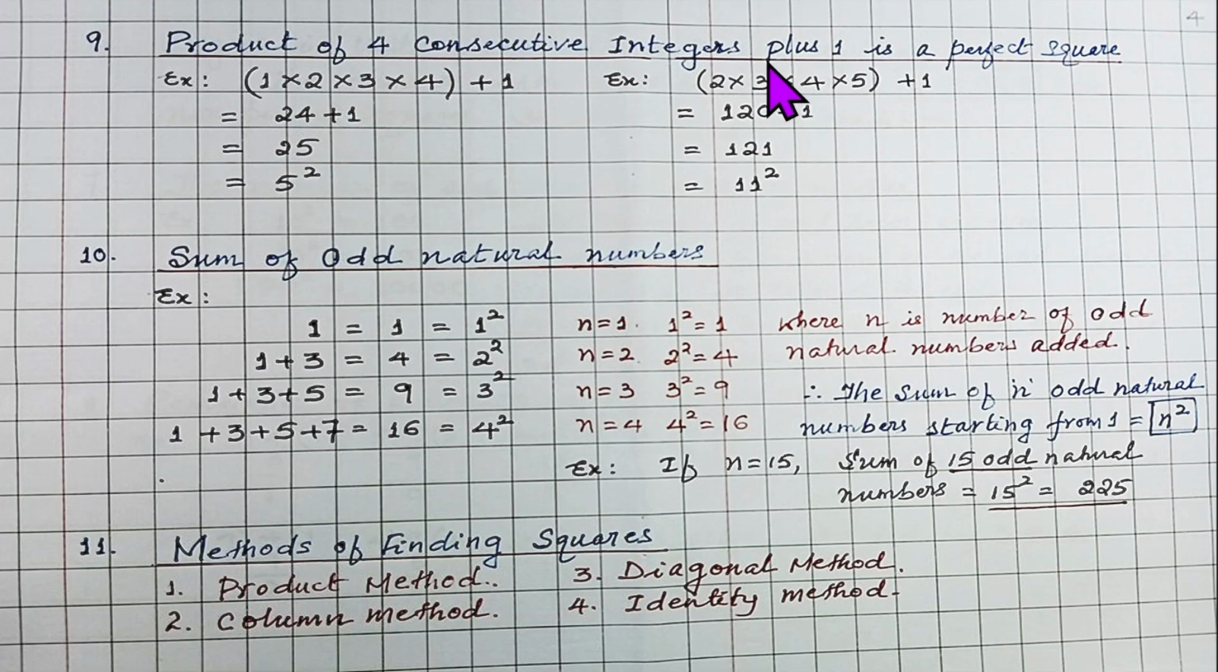Now, the product of 4 consecutive integers plus 1 is a perfect square. Now what does that mean?